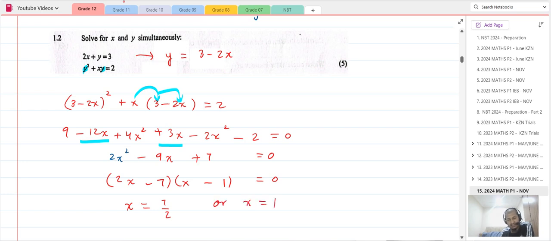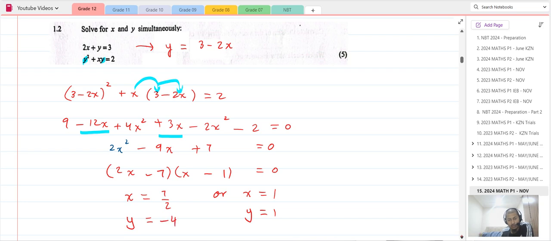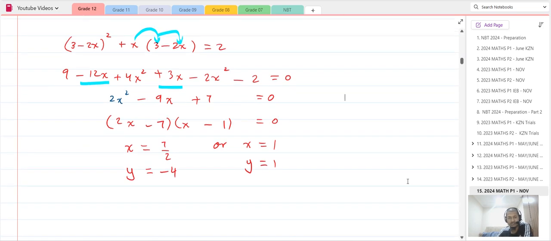If x is equal to 1, you will get 3 minus 2, which is y is equal to 1. And if x is equal to 7 over 2, you'll get 3 minus 2 times 7 over 2, because the 2 and the 2 will cancel out. So 3 minus 7 is negative 4. So these are the answers that work. Right, so it's these two, and these two.